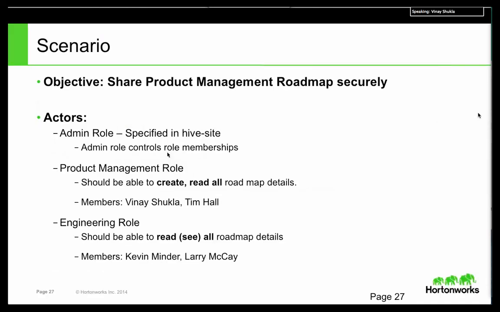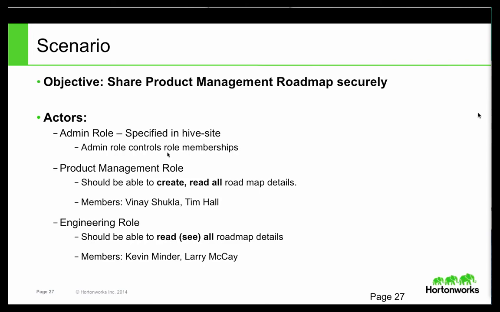So what's the example? I've made up a use case, and my use case is that we want to share our product management roadmap securely. Our product management roadmap is stored in some database and table. And we have two roles, product management role and engineering role. And because the roadmap is the product management roadmap, we want to say that product management should be able to read and write the roadmap. And there are two members of the product management role, myself and Tim Hall. And then in the engineering role, we have put two members, Kevin Minder and Larry McKay. They should be able to read the roadmap but not modify the roadmap. So that's the use case.